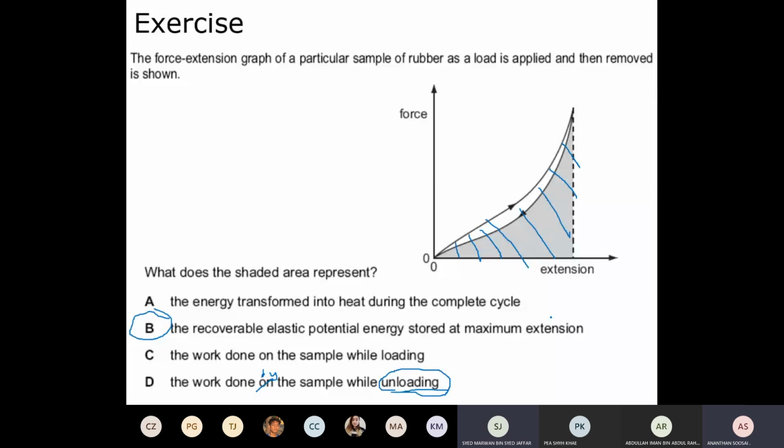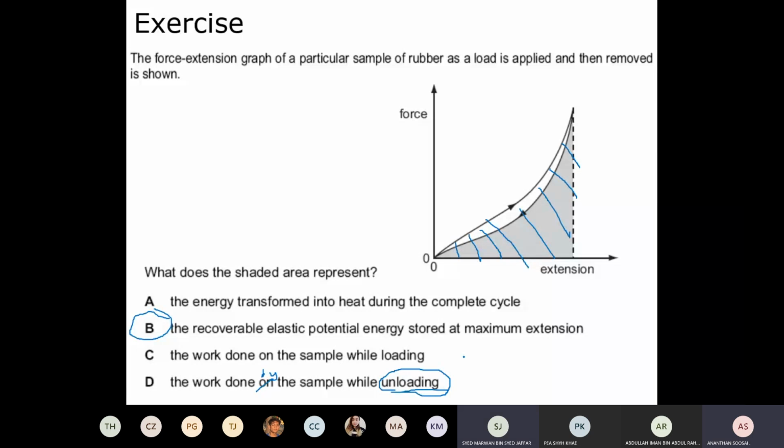So what is the proof that you did work on something? If you did work on something, a material, the material must gain potential energy. So when stretching the sample, you are doing work on the sample. When unstretching, it's not on the sample, it's by the sample. The sample does work.